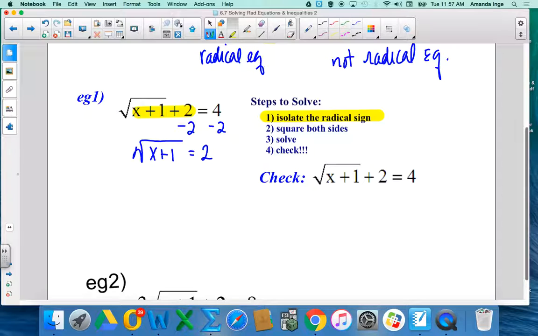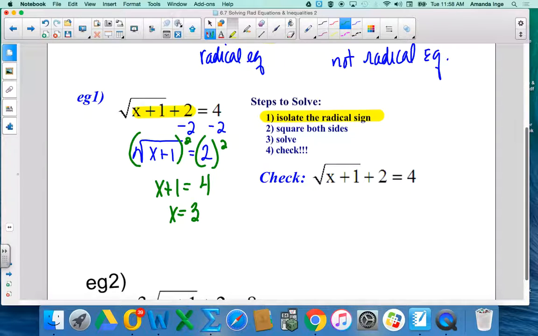Once the radical sign is on one side of the equation by itself, then you want to, in this case, square both sides. When we square both sides, we get rid of the radical sign on the left-hand side. We'll get x plus 1 is equal to 4. Then you have a fairly simple equation that you're going to solve. We'll get x is equal to 3.